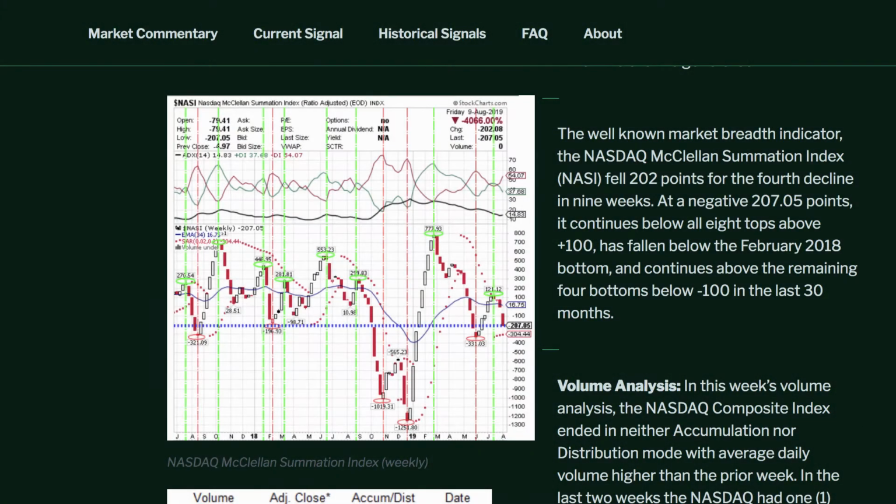The well-known market breadth indicator, the Nasdaq McClellan Summation Index, fell 202 points for the fourth decline in 9 weeks. At a negative 207.05 points, it continues below all 8 tops above plus 100, has fallen below the February 2018 bottom, and continues above the remaining 4 bottoms below minus 100 in the last 30 months.